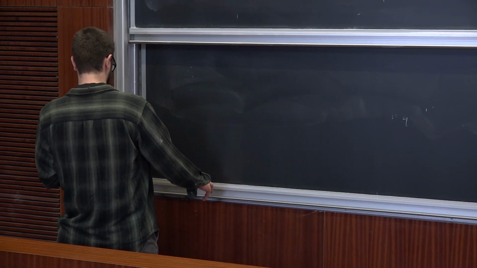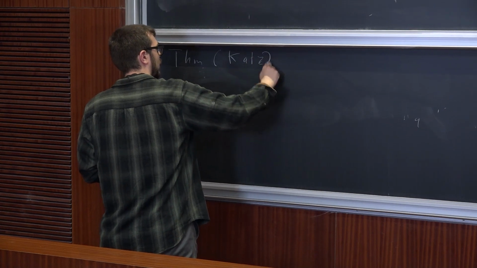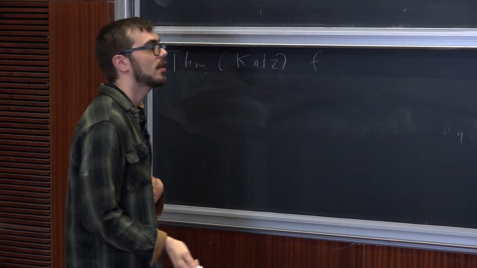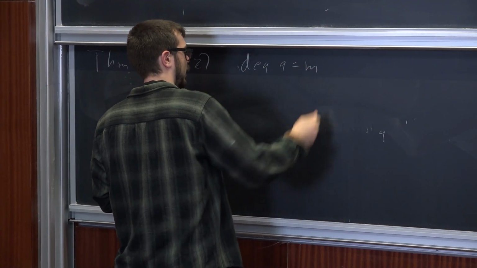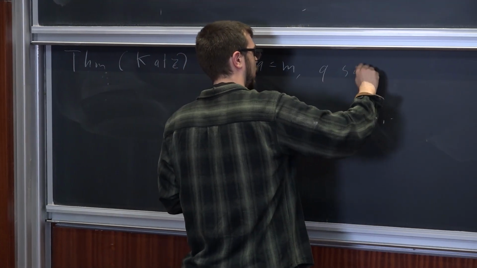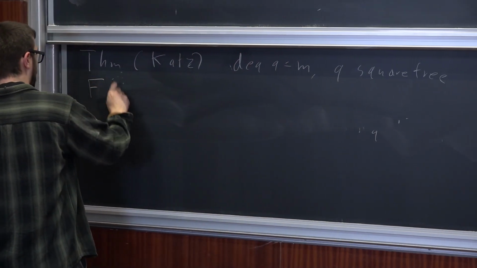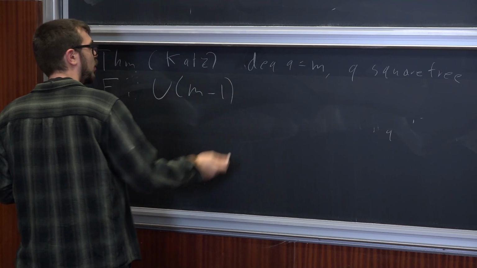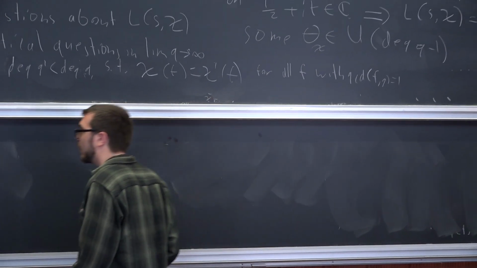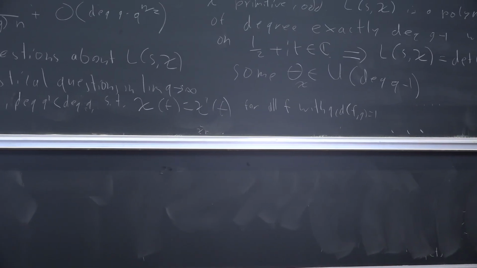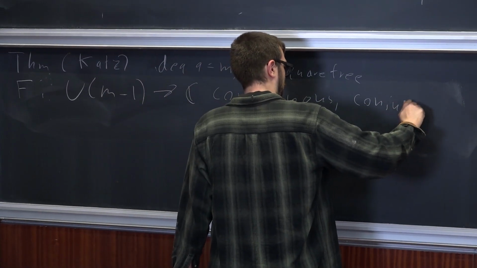So what they did, in this case it's due to Katz, if you have degree of g is m, and g square-free, so no repeated roots. If you have some function, let me call that f of theta chi, a function from U(m minus 1) to C, which is continuous and conjugacy invariant.